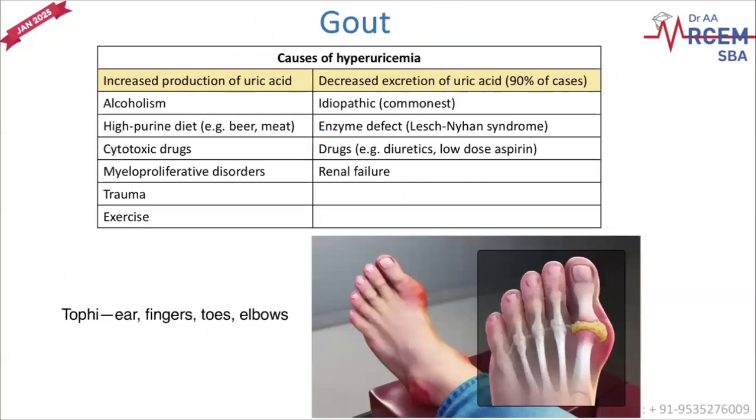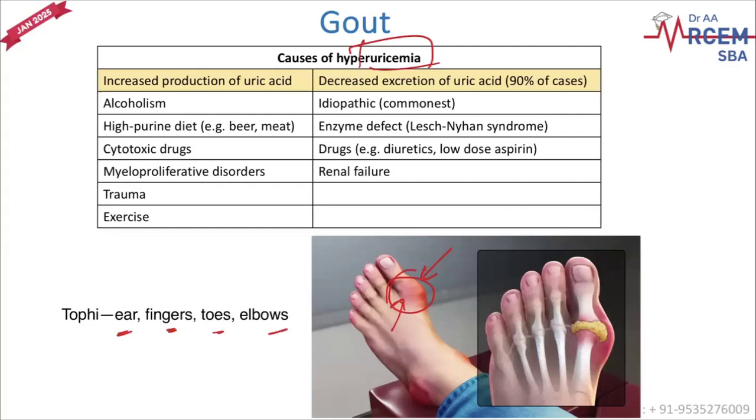Gout. What is gout? Gout is basically an increase in uric acid levels, and it gets deposited in the joint spaces, especially in the first metatarsophalangeal joint here at the toe. These depositions can be seen in various areas, sometimes in the ears, fingers, toes, and elbows. It is known as tophi.